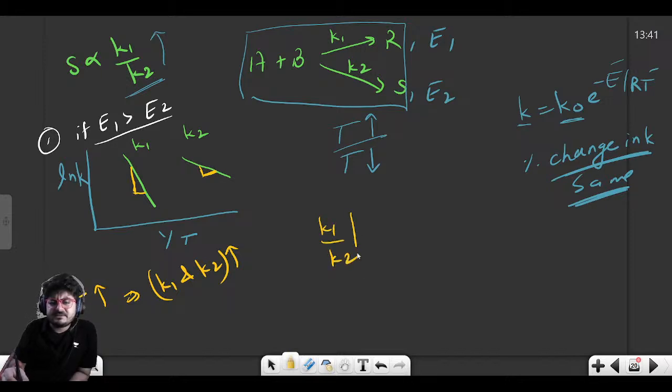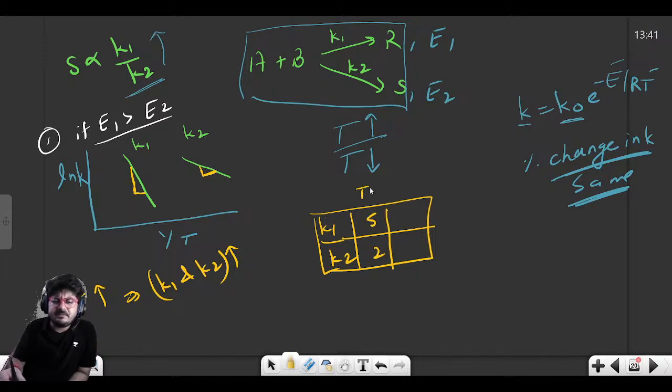Means you can think like this. Suppose K1 is 5, K2 is 2 at some temperature T1. Now I have increased the temperature from T1 to T2. So K1 and K2 both will increase. But the rise in the K2 value will be smaller. Let's say it is increasing only 1.5 times, from 2 to 3. But K1 has become double, suppose.